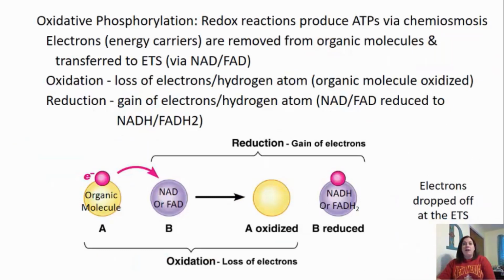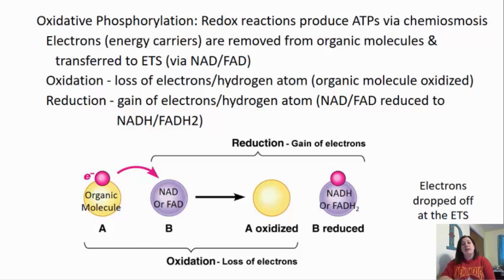So in oxidative phosphorylation, we see some redox reactions are going to help produce ATP. Now, in a redox reaction, this means we're going to transfer electrons. And this also means that we're going to be transferring hydrogens in the process as well. This transferring that takes place in order to produce ATP is going to be done via chemiosmosis. So electrons are energy carriers. They get removed from organic molecules and they are going to be transferred to what we call the ETS. This is the electron transport system. Sometimes it's also known as the ETC, the electron transport chain.